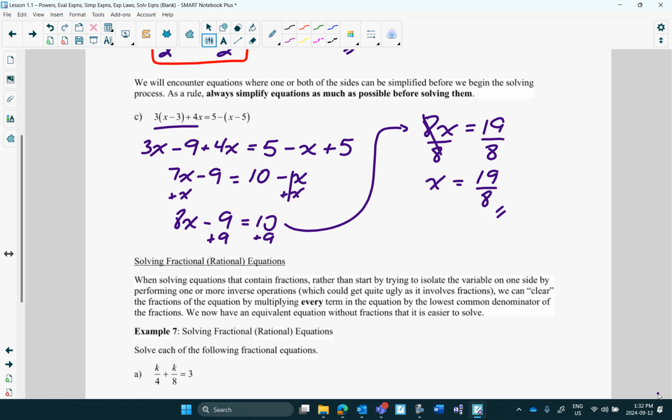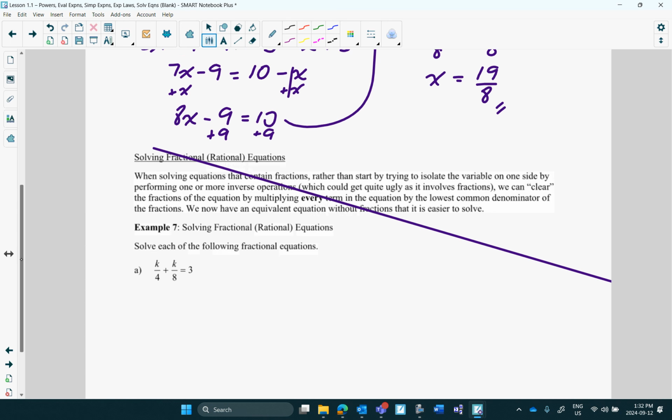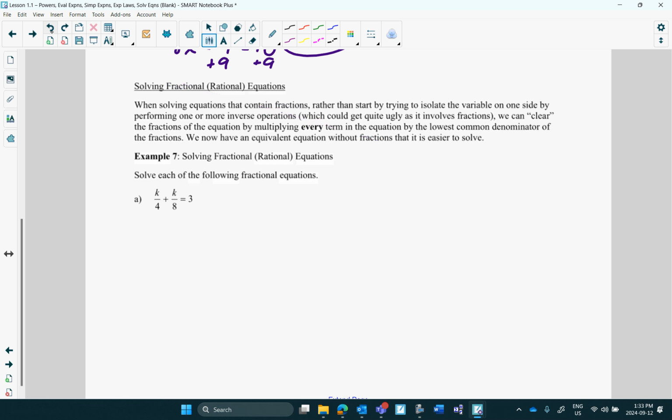Last big type of equation we did last year were fraction ones, or rational equations. What did we do when we saw an equation that had fractions? What was the first thing we wanted to get rid of? The fractions. And in order to get rid of the fractions, we have to multiply by something to cancel out the denominators. What would we multiply this one by? 8. How do we find that number to multiply? It's always the lowest common multiple.